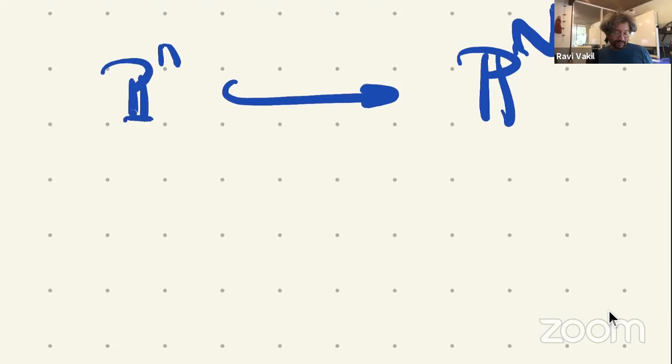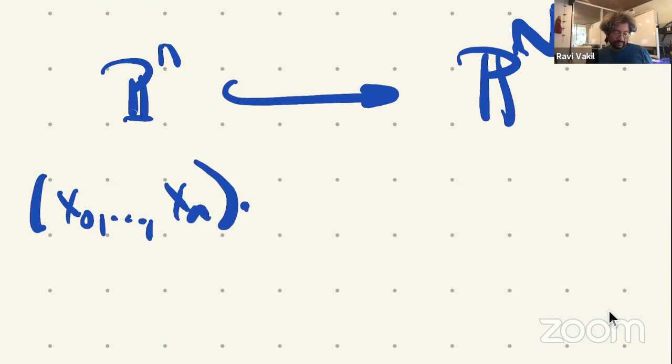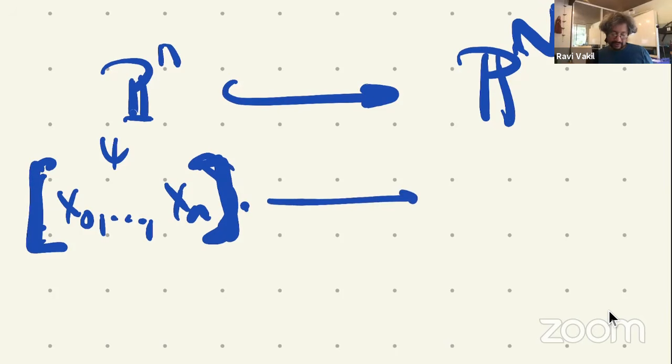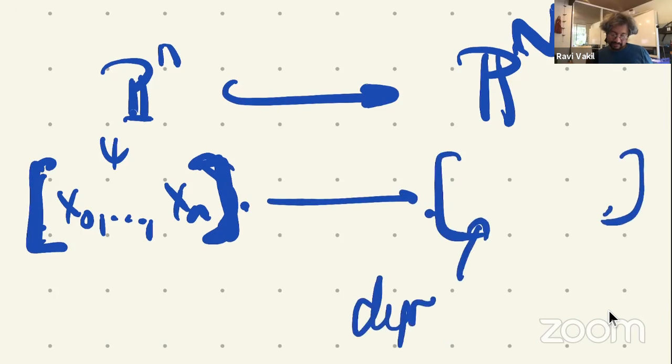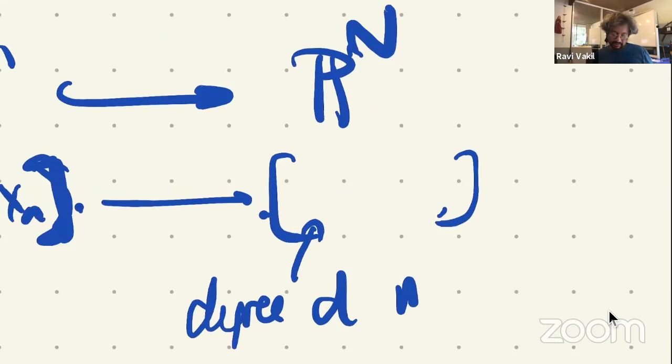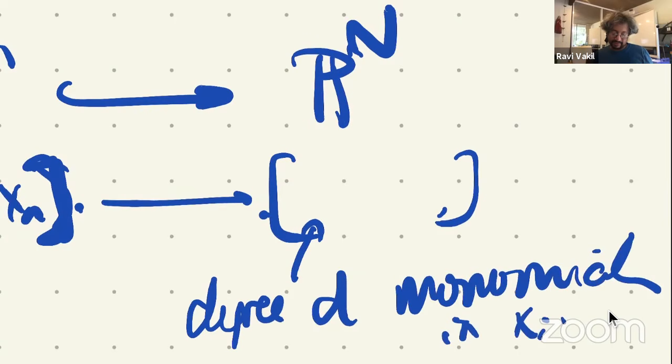But basically what I want to do is take x naught through x n on projective space. I'm just thinking naively. So it's an n plus 1 tuple, only well defined up to scalars. And now I'll send it to, well, let me just list all the degree D monomials in the x_i's. And how many are there?